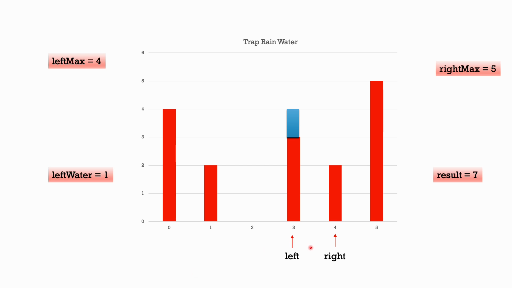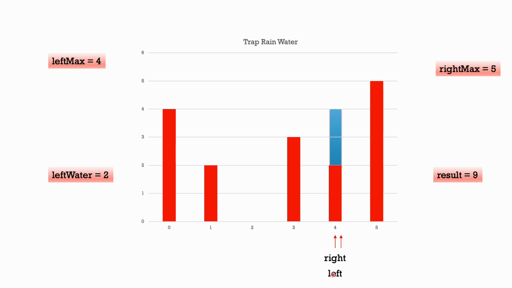Now when we increment left, again our left max is less than right max. So we can calculate the water that can be trapped at left, right? Here we take our left max, which is 4, minus height at index 3, which is 3. We get 1. So 1 unit of water can be stored at index 3, right? We'll add that to the result. Now since we've calculated for left, we'll increment the left pointer.